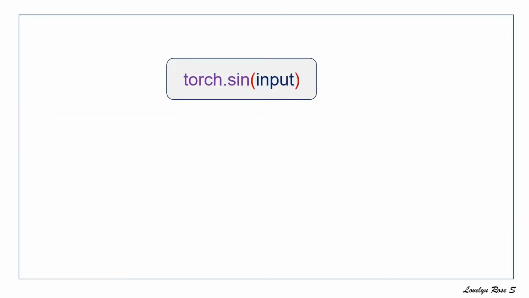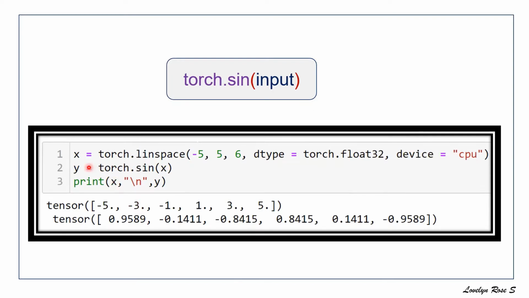Now let's create the output. The output, we are fabricating to be the sine of the input. The input should be a tensor to create a sine value. I have created the input tensor using torch.linspace.